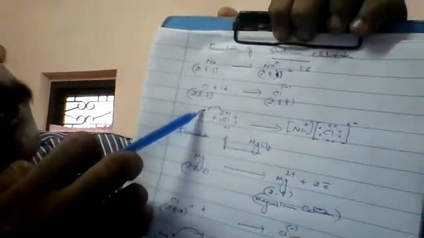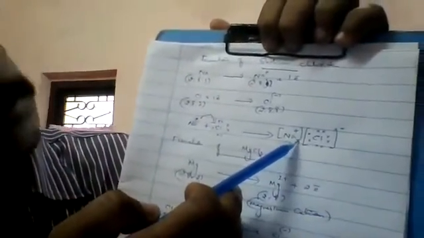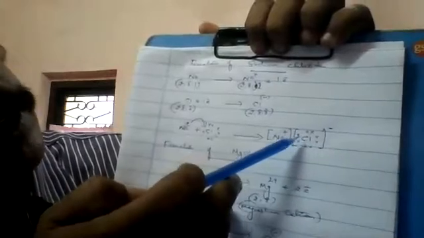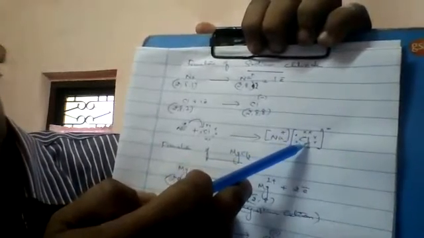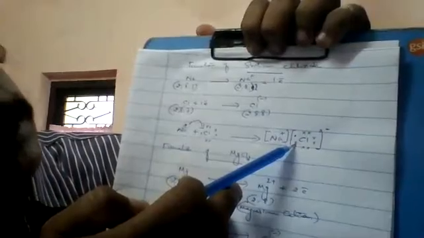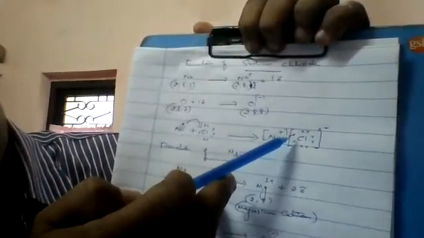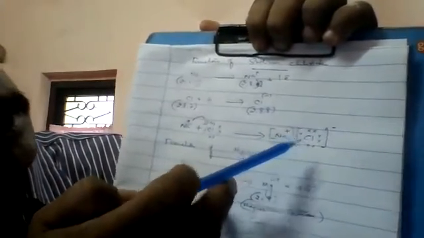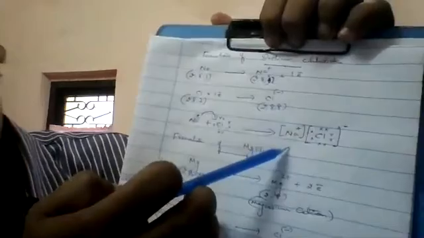So sodium transfers 1 electron to chlorine. So Na will become Na+, then Cl will become Cl minus. So what is now the number of electrons present in Cl? 2 plus 2, 4 plus 2, 6 plus 1, 7, plus 1 electron from sodium. So 8. So this is the formation of sodium chloride. Now let's see the case of magnesium chloride.